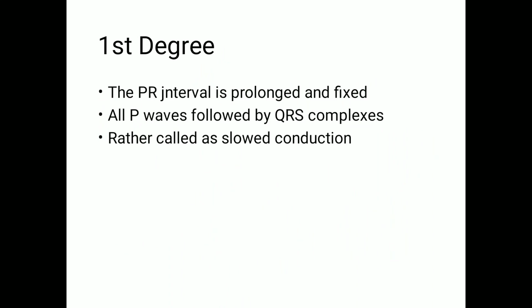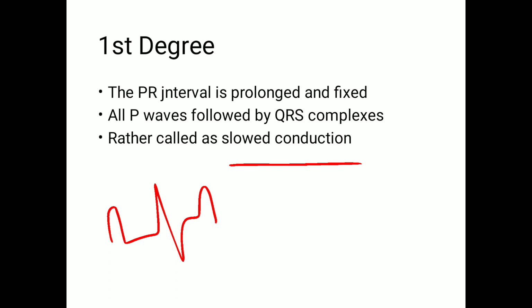In first degree block, the PR interval is prolonged, that is it will be more than 5 millimeter, but it will be fixed, that is almost all the PR intervals will be of the same duration, and all P waves will be followed by a QRS complex. So all P waves will have a QRS complex. In short, this can be called slowed conduction rather than a block, because block literally means that something is blocked from going to the opposite side, but here almost all the P waves are conducted, hence this should be called slowed conduction rather than a heart block.